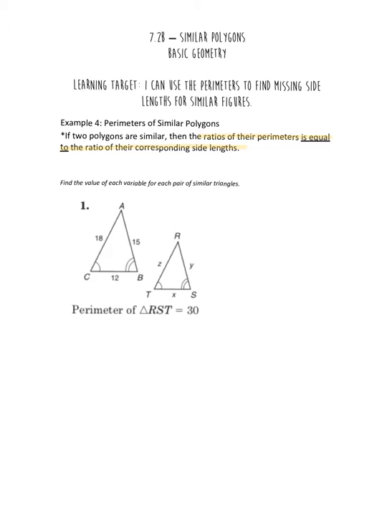Alright, so on number 1, the information given to us is that the perimeter of this smaller triangle is 30, which is helpful because we don't currently know any of those side lengths. Since the ratio of the perimeters is equal to the ratio of the side lengths, let's find the perimeter of the other triangle as well. We know perimeter means the sum of all of those outside lengths. So we're going to add 12 plus 15 plus 18, and that'll give us the total perimeter of the larger triangle, which is 45 units.